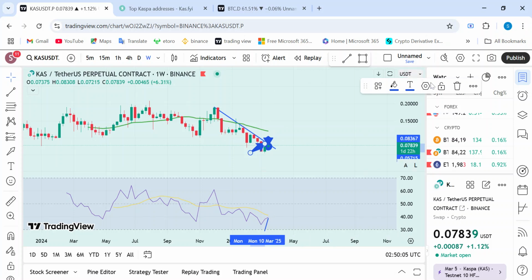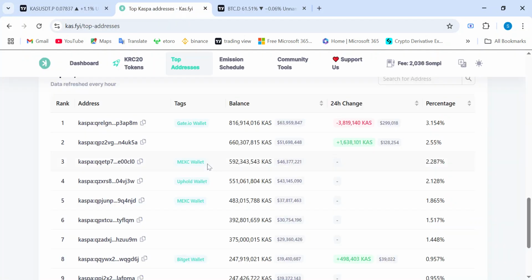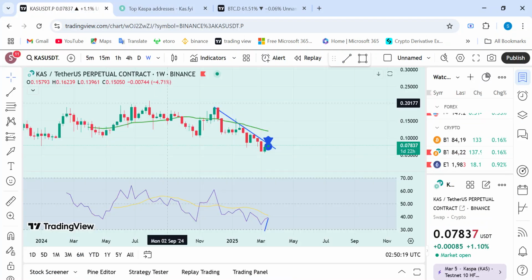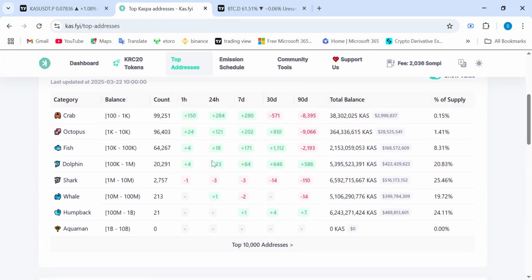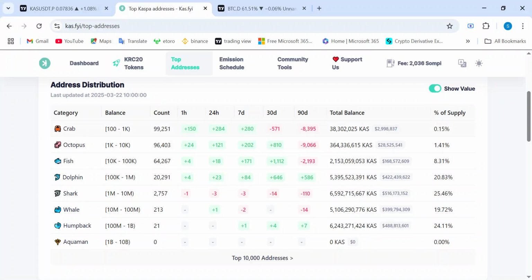I think if tier 1 exchanges start listing soon enough, in my opinion, KASPA will see significant gains, something immediate. I think somewhere about 30 cents, because if you take a look at the KASPA address distribution, you have gained a lot of small wallets, anywhere between crabs and octopus, anywhere between 100 KASPA to 10,000 KASPA, has been increasing steadily all the way.